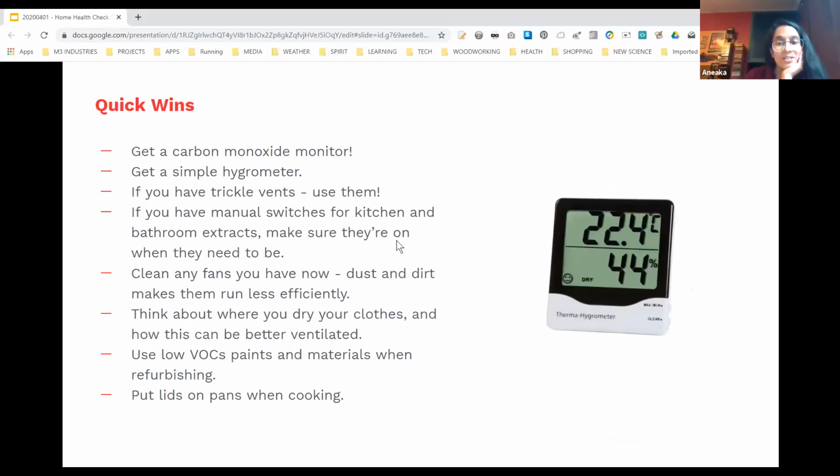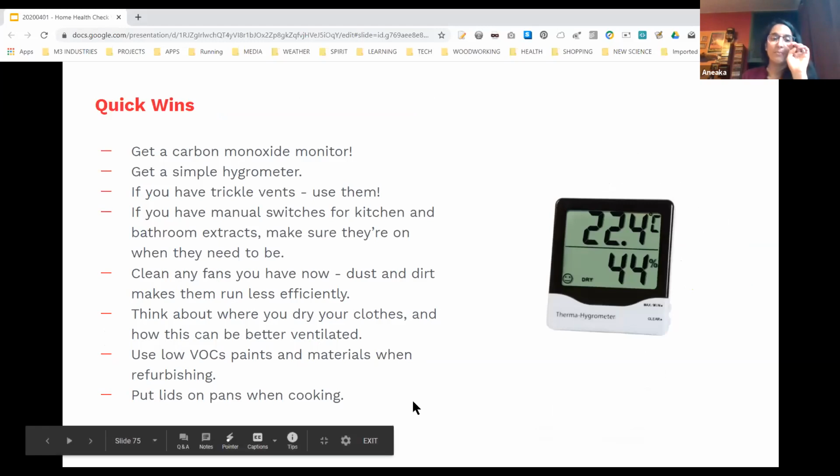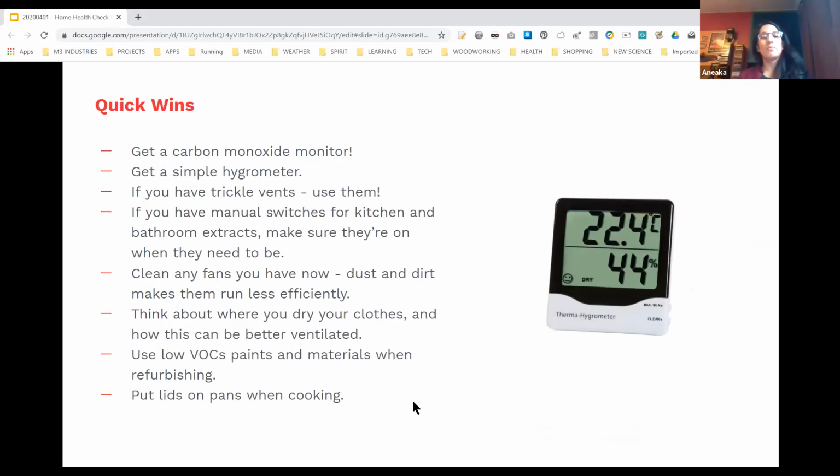So some quick wins. Definitely everyone should, if they've got any fuel burning appliances, get a carbon monoxide monitor. I'd highly recommend getting a hygrometer, possibly the one that Matt suggested, so that you can actually monitor your relative humidity. Simple things like if you've got trickle vents, check that they're open. Check the manual switches and the isolator switches, that they're on, that someone's not switched them off. Clean your fans. I should take my own advice in our house.